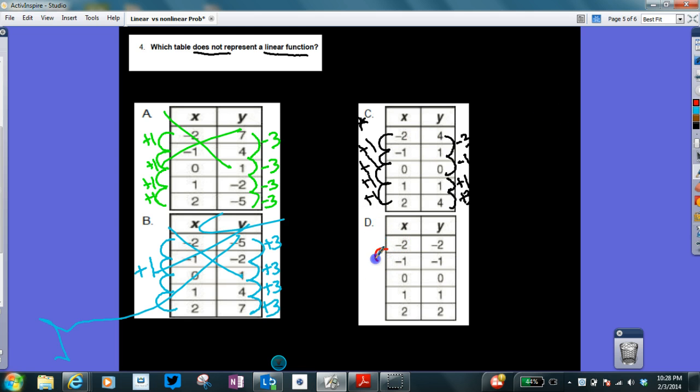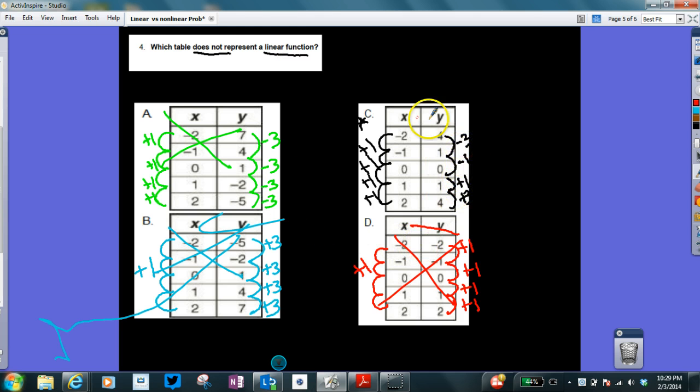Again, my domains, exact same, adding 1 every time. Negative 2 to negative 1, you add 1. Negative 1 to 0, plus 1. 0 to 1, plus 1. 1 to 2, plus 1. So in this case, I actually have a rate of change that is constant, and the exact same rate of change on both sides, but it's definitely constant. That cannot be my answer because, again, it's asking for which one does not represent a linear function.